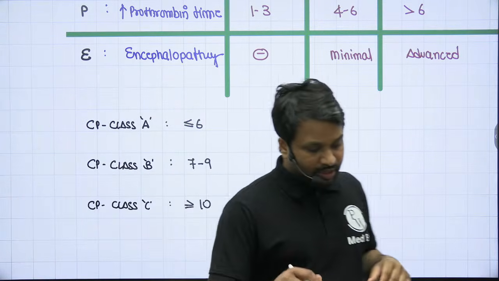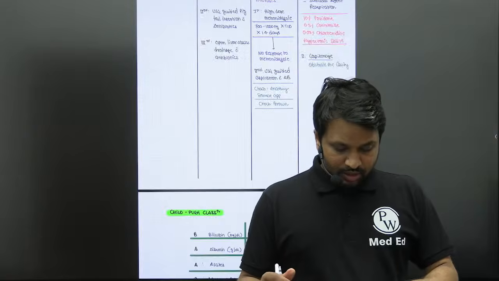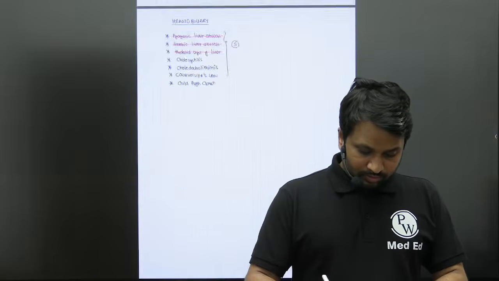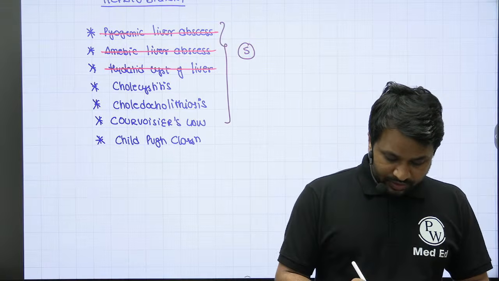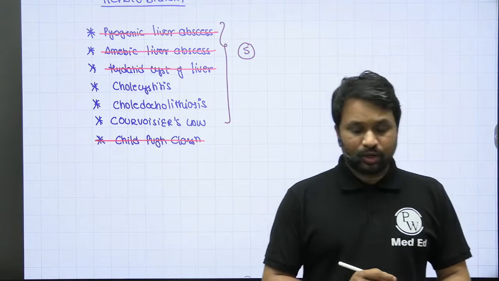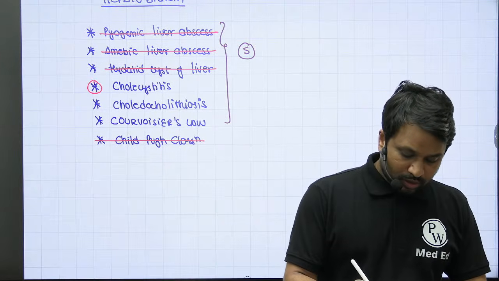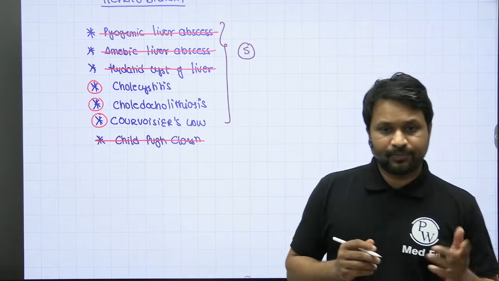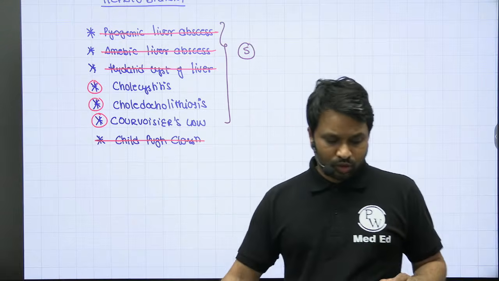This is with our Child-Pugh classification, okay? So we have finished this as well. So Child-Pugh classification is also sorted. Now we'll be talking about cholecystitis, choledocholithiasis, and Courvoisier's law. Okay, these are the three topics that we have to go through accordingly.